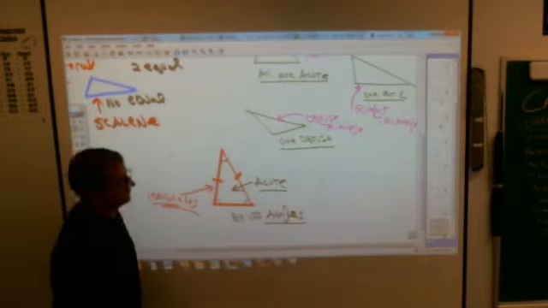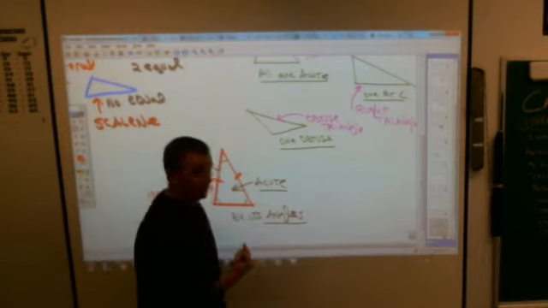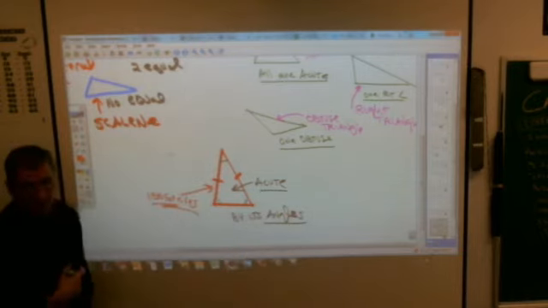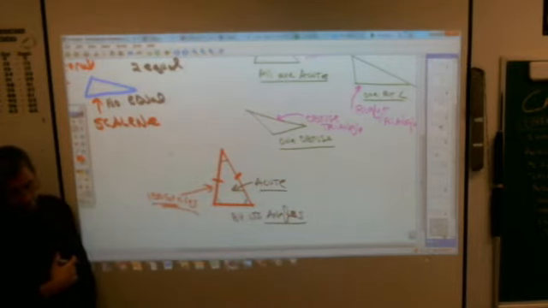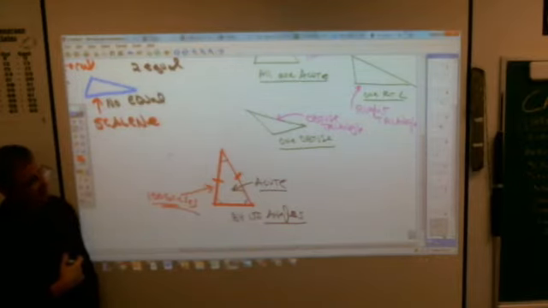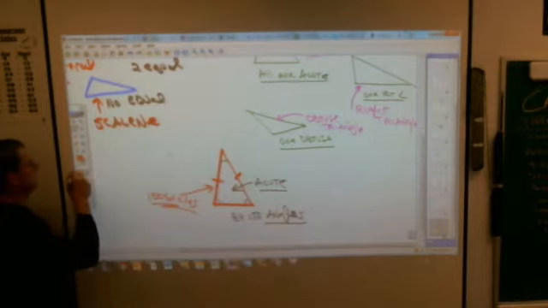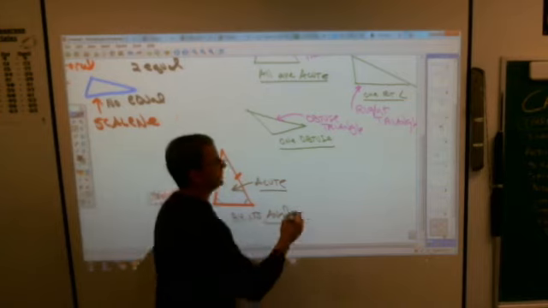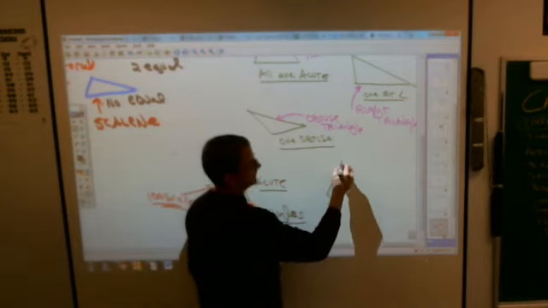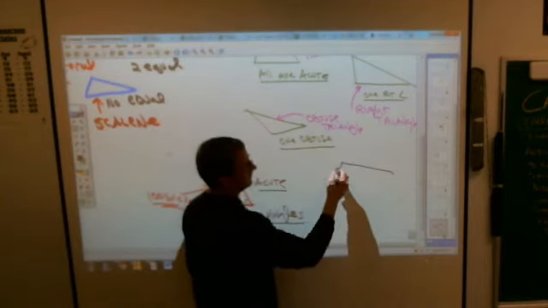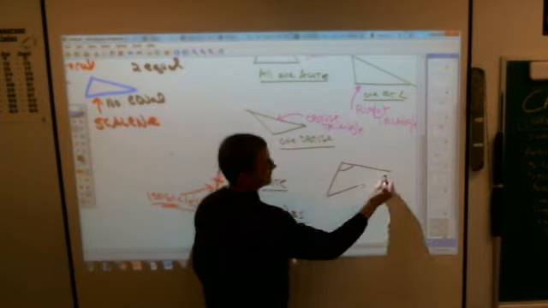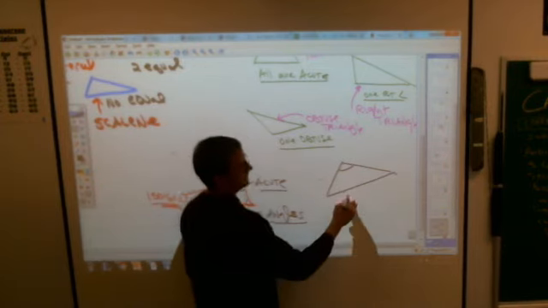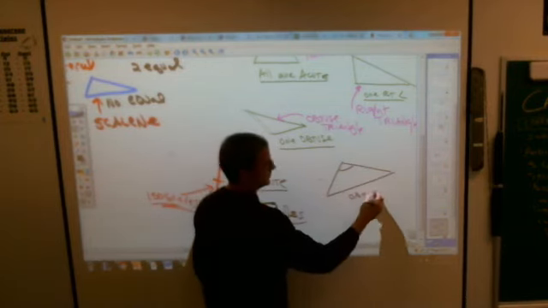How about this one? And by the way, if it tells you to draw an obtuse triangle, the best thing to do is start with your obtuse angle first and then connect the dots. If it says draw an obtuse triangle, put one line here, make sure you have an obtuse angle there, that's bigger than 90 degrees, and then you can just connect the other points. This is obtuse.